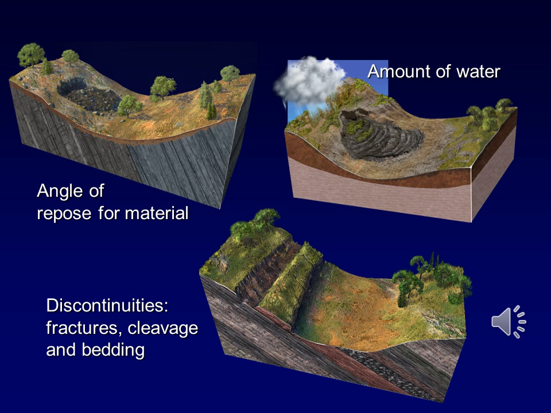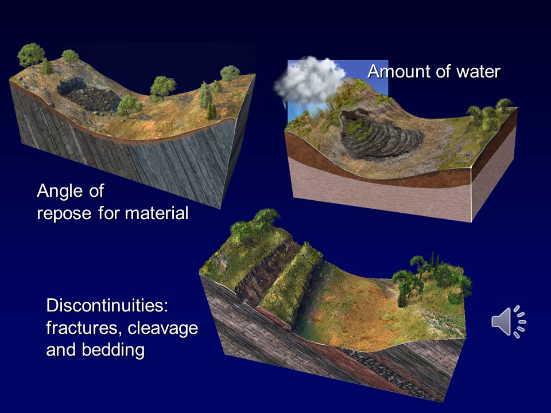Observe what factors control slope stability. The angle of repose for the material. Loose materials like soil may have a typical angle of repose, but solid rock can hold steeper slopes. The amount of water is important. Adding too much water to loose materials can weaken them, but adding a little bit can help them adhere together.